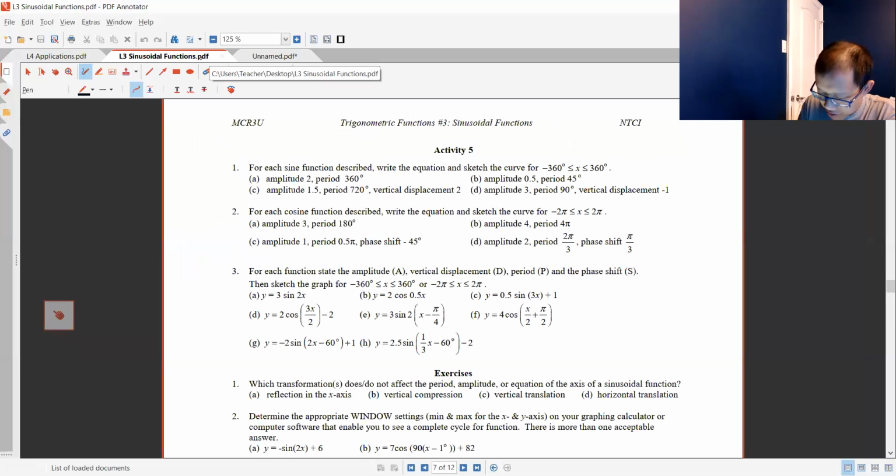Let's try a bit more challenging question. Let's try question 2D. And again, there's answers. 2D says amplitude of 2, period 2 pi over 3, phase shift pi over 3.